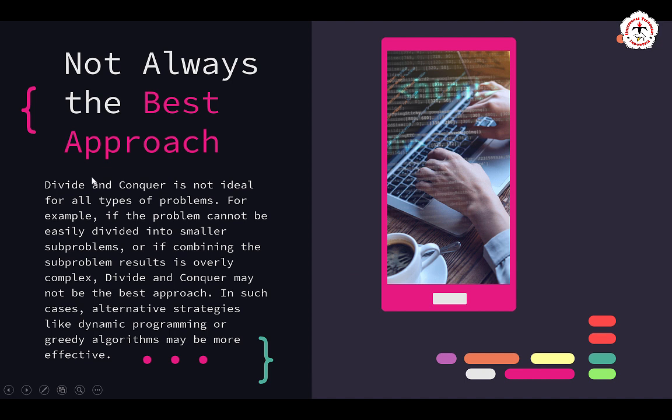Not always the best approach. Divide and conquer is not ideal for all types of problems. For example, if the problem cannot be easily divided into smaller subproblems, or if combining the subproblem results is overly complex, divide and conquer may not be the best approach. In such cases, alternative strategies like dynamic programming or greedy algorithms may be more effective.